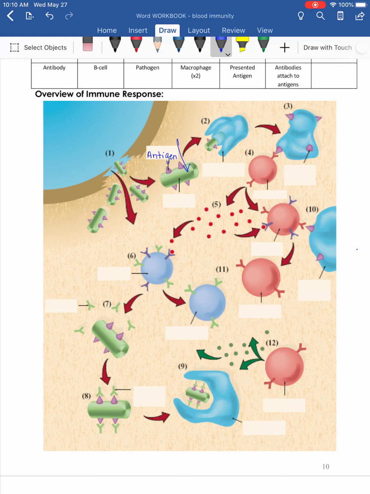Number 2, what's happening here is this big blue blob is swallowing up that foreign invader here. So this number 2 is going to be our macrophage. So know that macrophages are not really specific yet, but they can start to trigger the specific defense. So the whole green blob here, this is just going to be our invading pathogen.